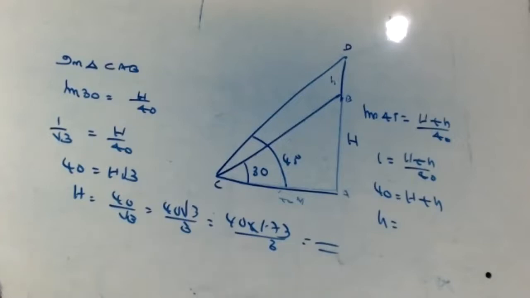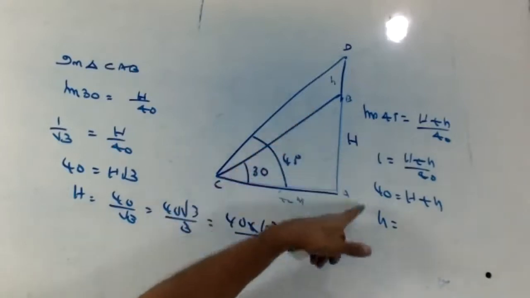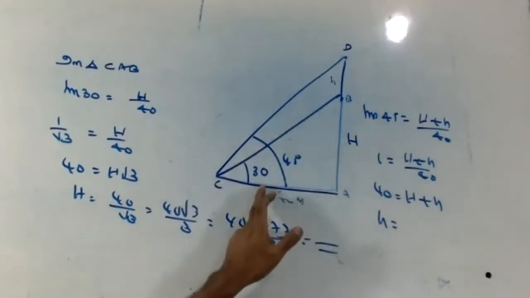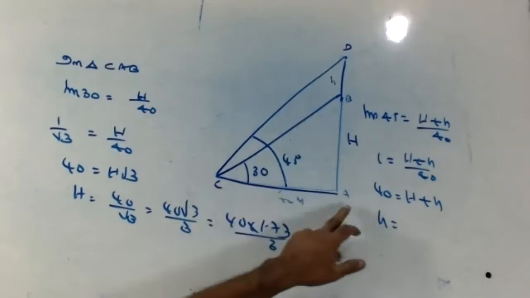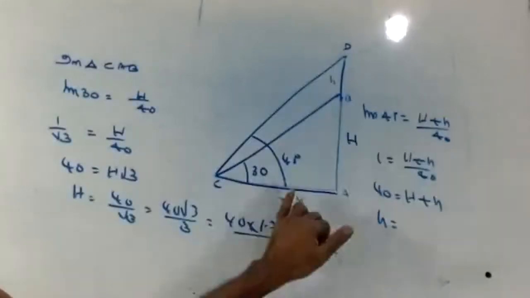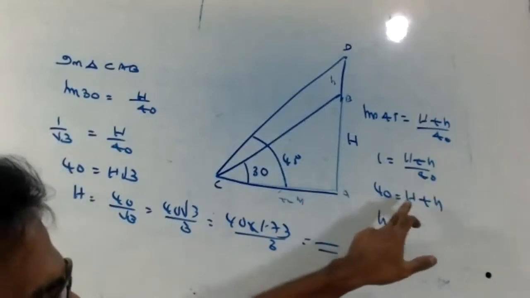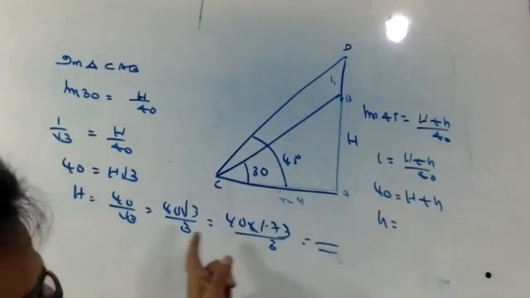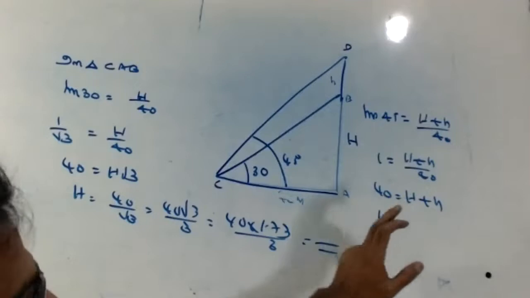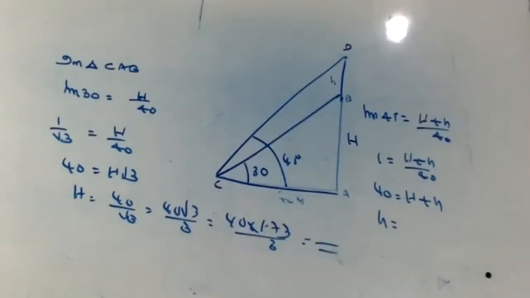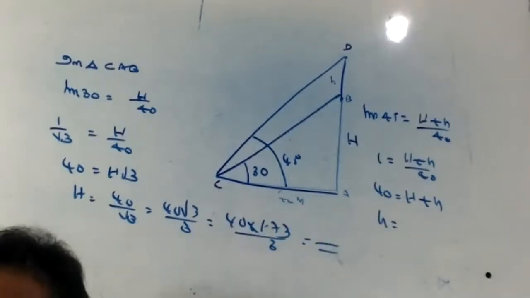Okay, depth we got now. Depth, listen, Ronit, height we got 40 into 1.73 divided by 3. How much that? We calculated. Then, from here, tan 45 is H plus h divided by 40. So 1 equal to H plus h by 40. 40 equal to H plus h. So h we can find as 40 minus how much we got this, 16 point something.